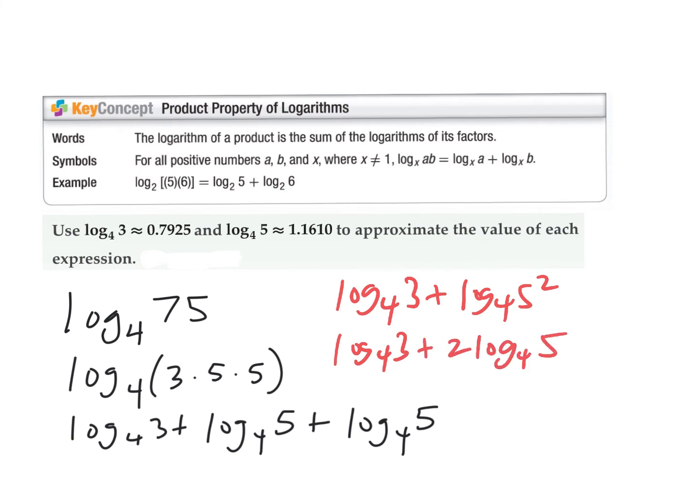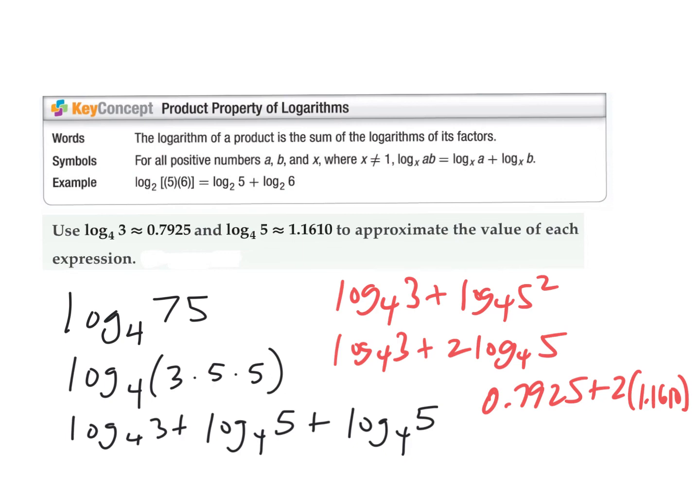Okay. So I end up with 0.7925 plus, so instead of having 2 of these like we did, you have 1, but it's multiplied by 2, which is the same thing. So just showing you that you should end up getting the same answer either way. There's more than one way to get at that answer, and that's okay, so long as whatever you start off with still equals 75, you're allowed to do that, okay?